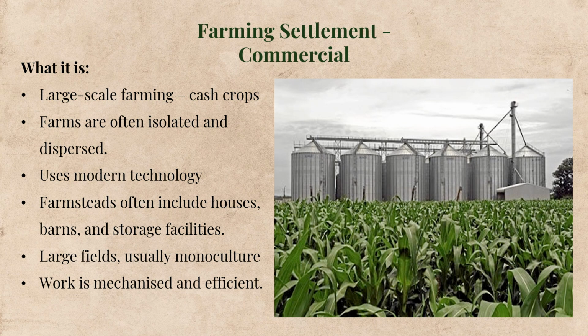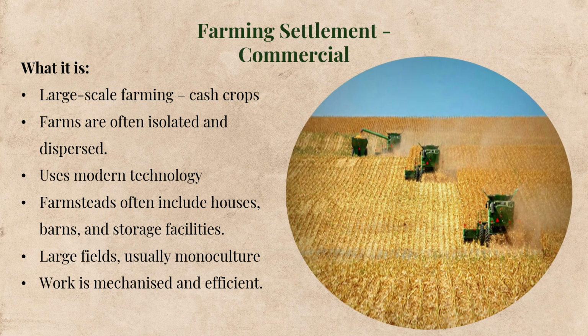So on these farmsteads, they include houses, barns, and storage facilities like these silos that reserve quantities of feed and grain for livestock and other purposes. These farms also have large fields where they grow only one type of crop, for example, wheat, maize, or sugarcane, as you can see here, and we call this monoculture. And the work is done by these machines that are very precise and efficient.